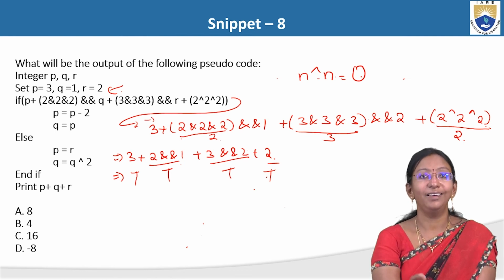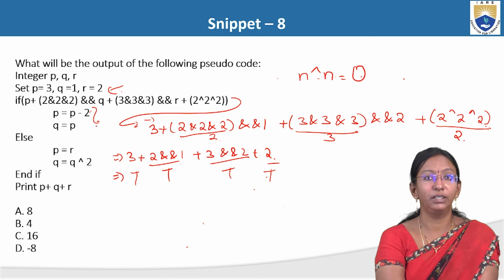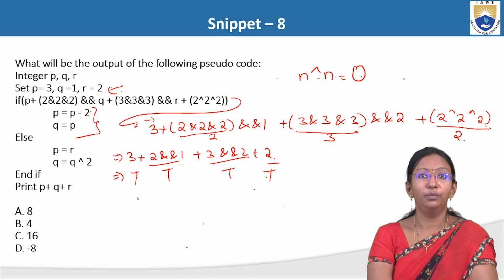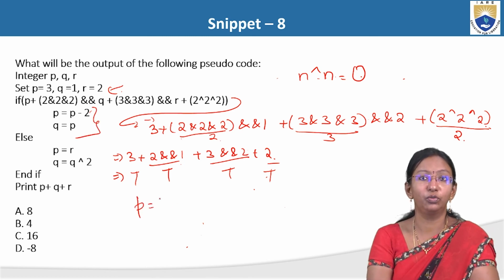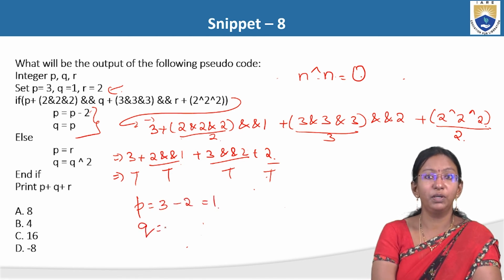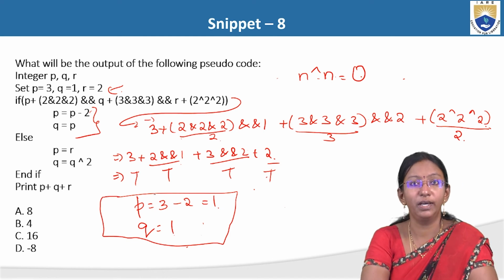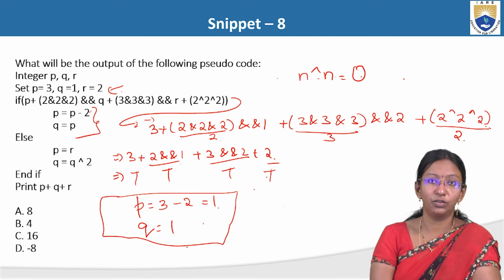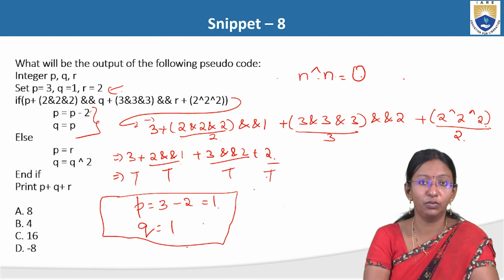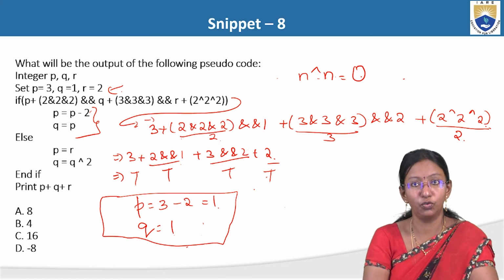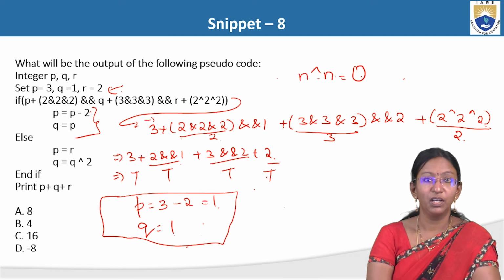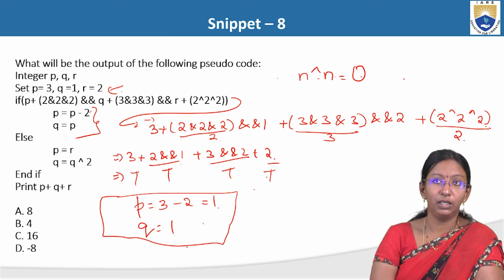true. As it is true, the body of if is going to get executed, which says p is equal to p minus 2. It is the value of p, 3 minus 2, which is 1, and q is being overwritten with the value of p, which is 1. So these are the latest values of p and q. Once this structure is done, the else part is no way going to get executed, because the if condition was true and its body got executed, so the else body is not going to get executed.